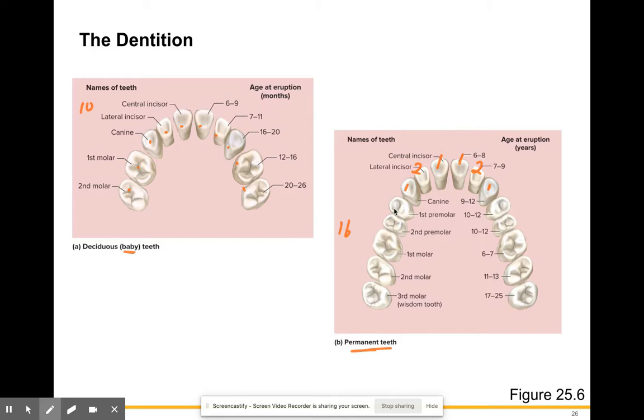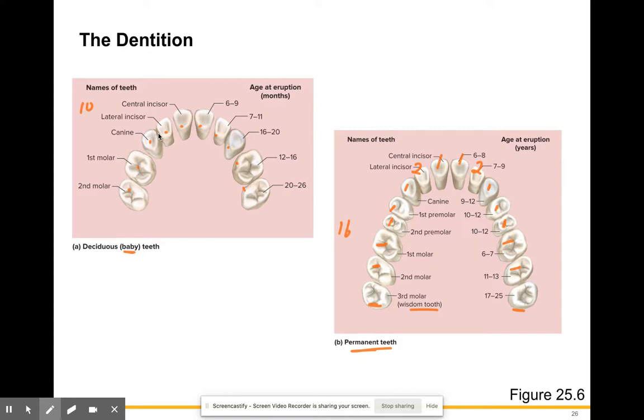Then we have our premolars, one set of premolars, two sets of premolars, and then three sets of molars. The third set of molars is called your wisdom teeth. So that last one is called your wisdom teeth, and we'll talk more about those in a moment.